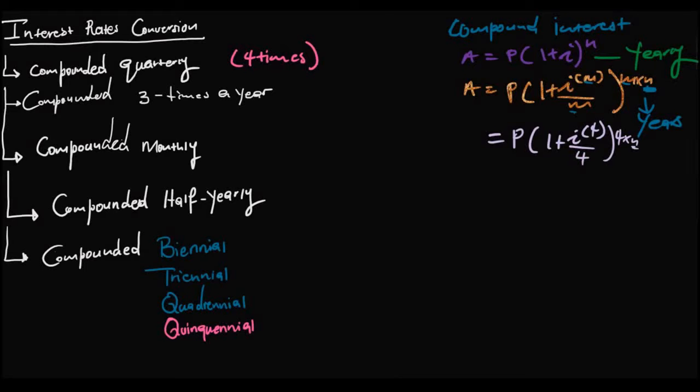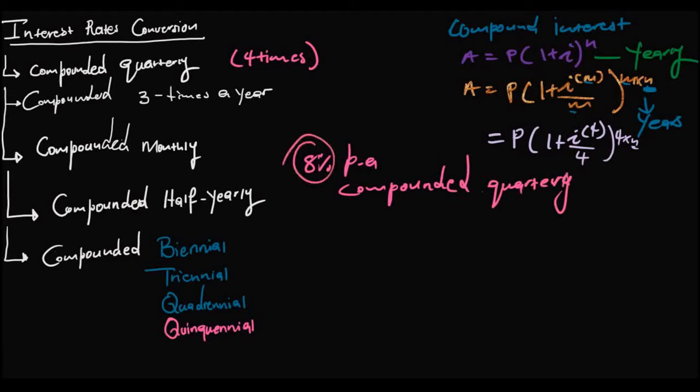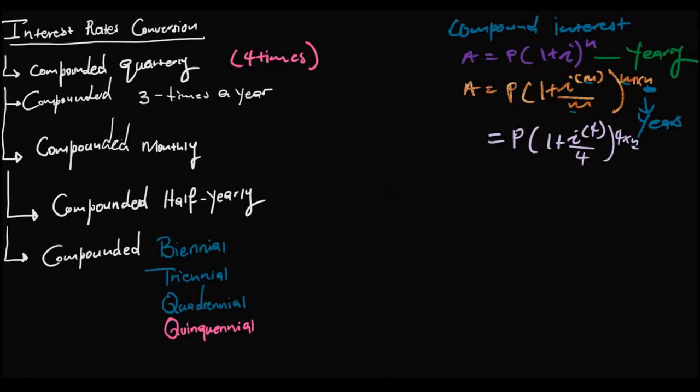So how do you see it in a question? Say our question is: interest is 8% per annum compounded quarterly. If they say it's 8% per annum compounded quarterly, then this 8% is your i_4. You substitute that for i_4, and for years you substitute it at n.